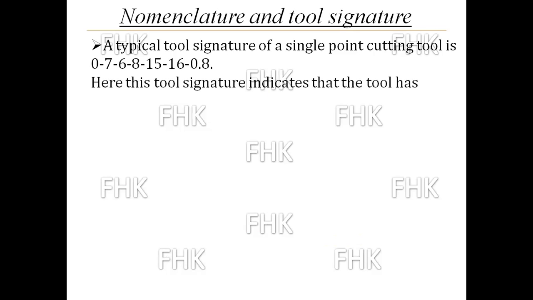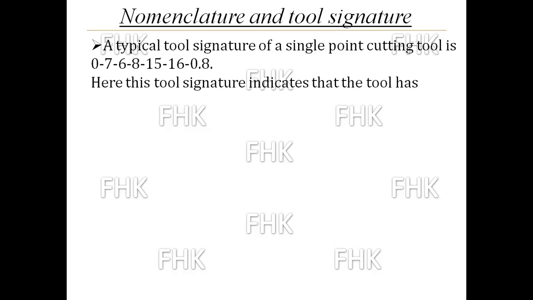Okay, so in the examination, a typical tool signature of a single point cutting tool, one sample is written here: 0, 7, 6, 8, 15, 16, 0.8. In the examination you have to specify this sequence in the ORS system of tool nomenclature. Maybe these values will be changed. But in the examination, you have to specify what is 0, what is 7, what is 6, 8, 15, 16, 0.8. So you have to write the answer in this fashion.